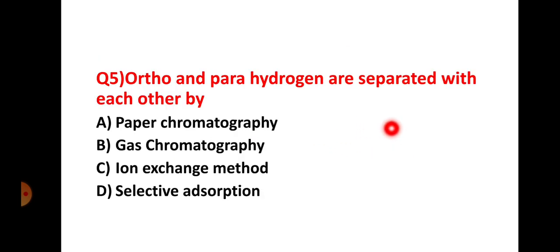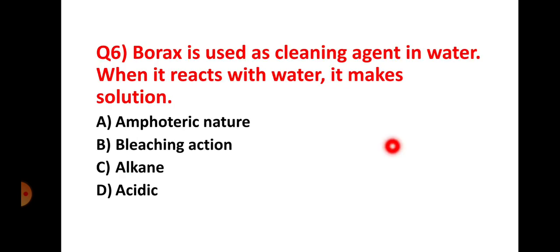Ortho and para hydrogen are separated from each other by... we know that ortho and para hydrogen are separated from each other by the ion exchange method. Option C is the right answer for question number 5. Now let's move to question number 6.